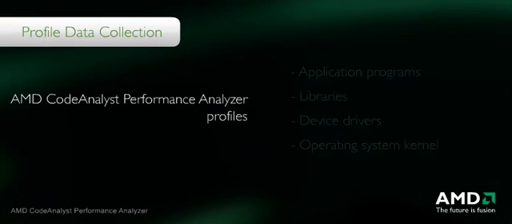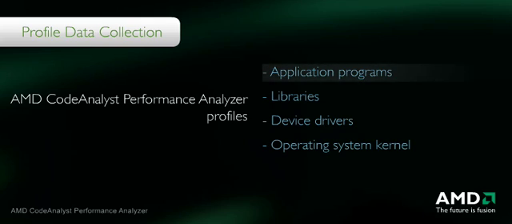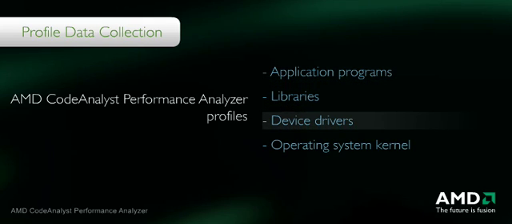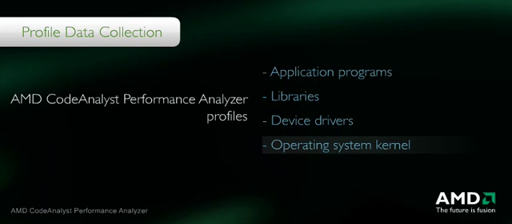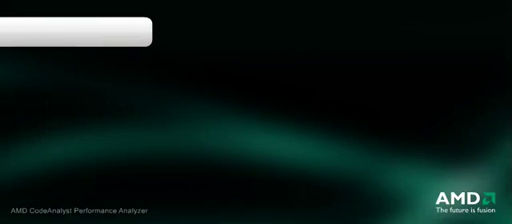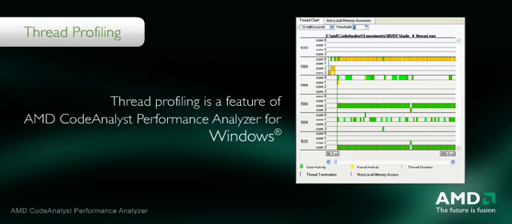AMD CodeAnalyst collects system-wide data and profiles application programs, libraries, device drivers, and even the operating system kernel. Data is collected on all cores in a multi-core system. Thread profiling is a feature of AMD CodeAnalyst for Windows. A thread profile shows core utilization and the extent to which threads can execute in parallel. It identifies poor thread affinity and remote memory accesses. Both of these problems can slow down a program in a NUMA environment.